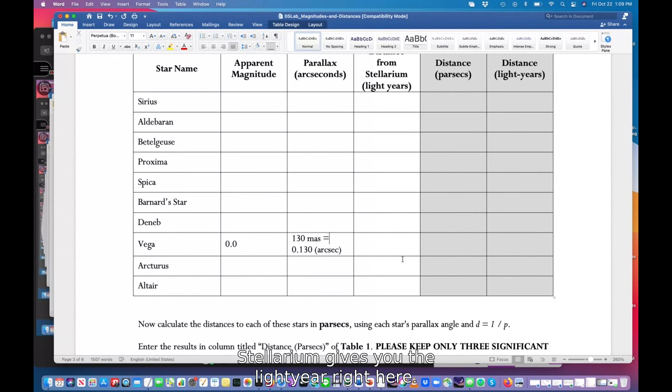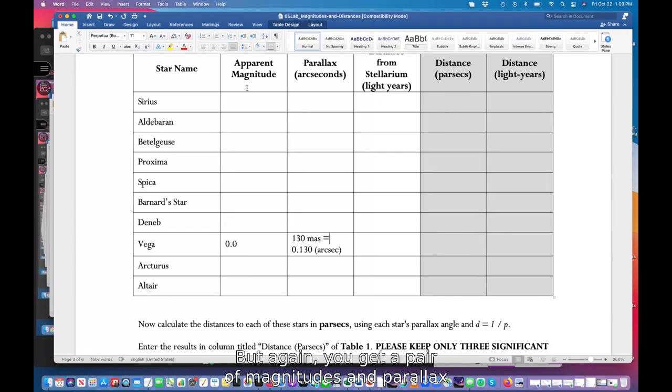Stellarium gives you the light year right here. So just to compare this with that here. Compare the number you actually got from doing as astronomers would, from parallax, with what Stellarium is really telling you. And these two numbers should be very close, right? Because that's how they do it. So make sure that you can use this to check your work, okay?